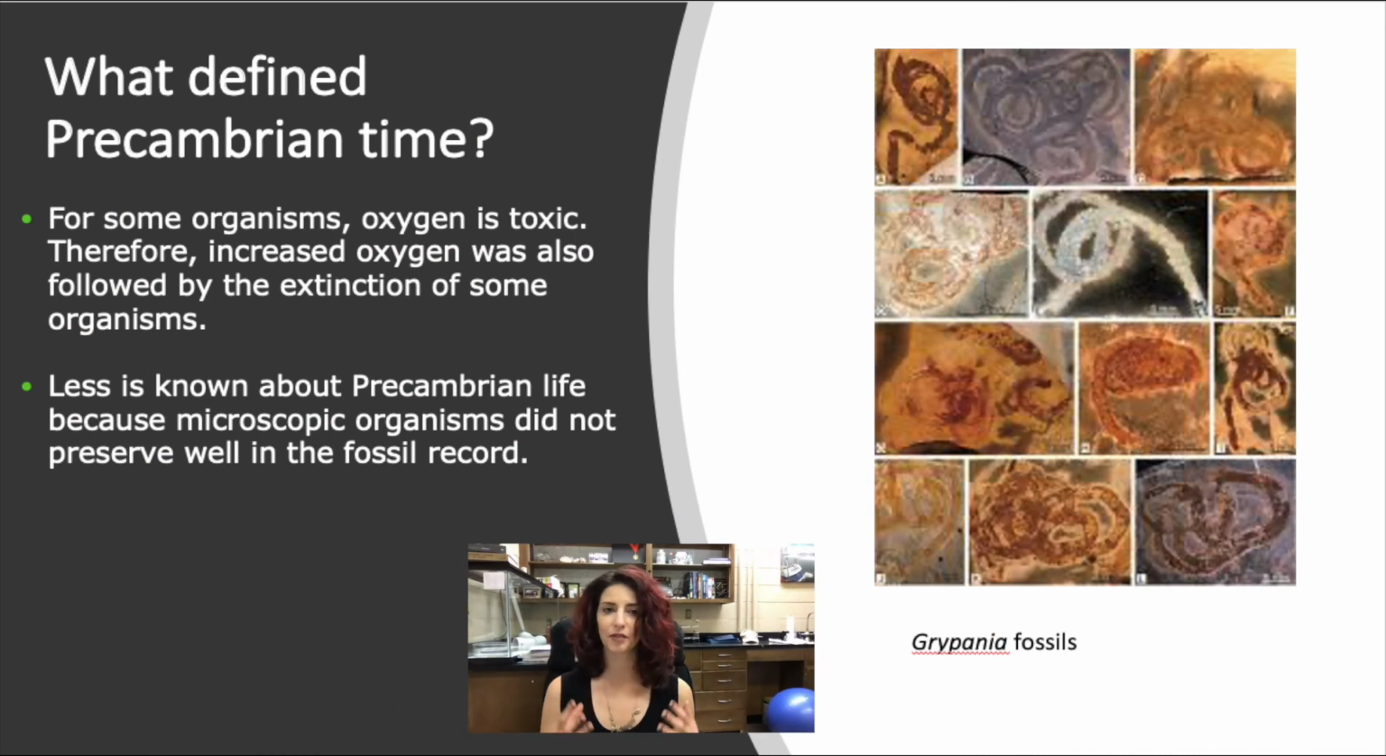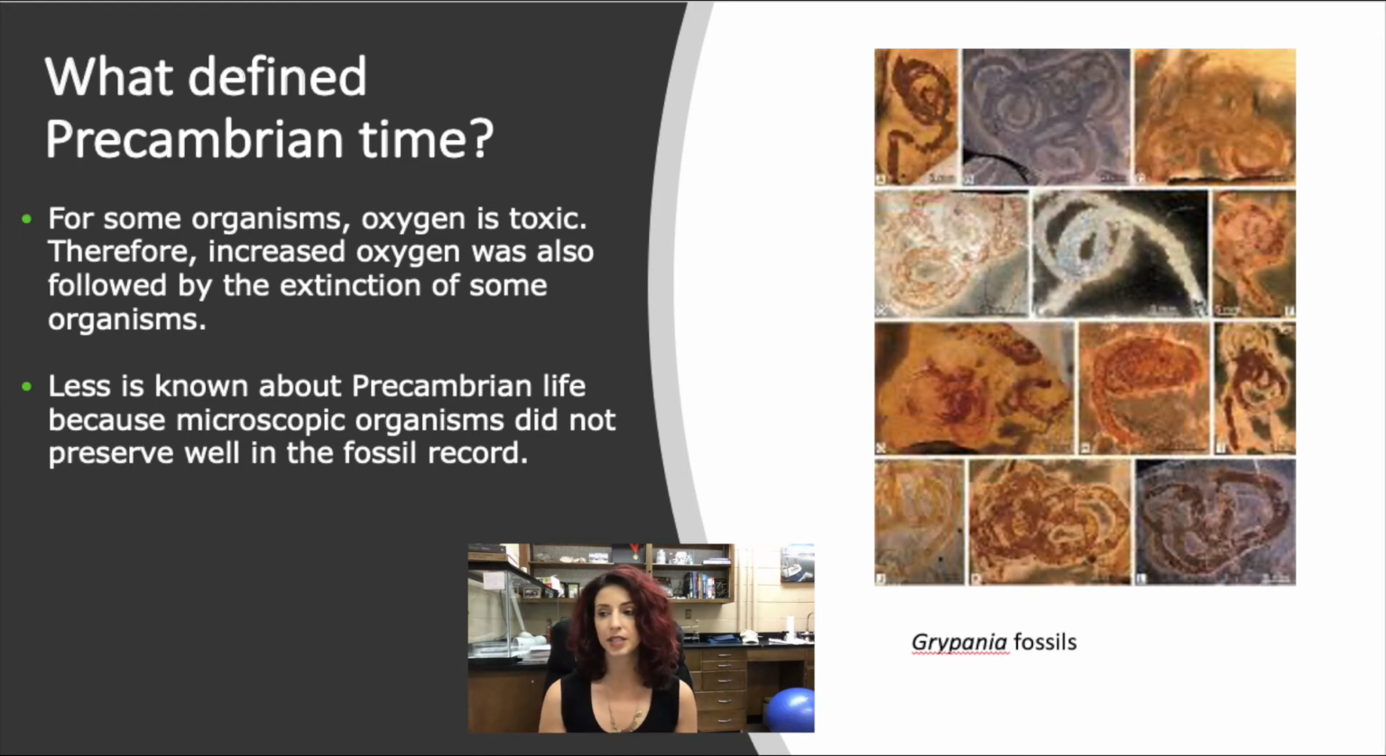So we can really appreciate that for most of early Earth and life on early Earth, oxygen was toxic. And so when oxygen started building up in the atmosphere, we also have to conclude that many of the organisms that were thriving on early Earth actually went extinct. Again, these are microbial lineages.